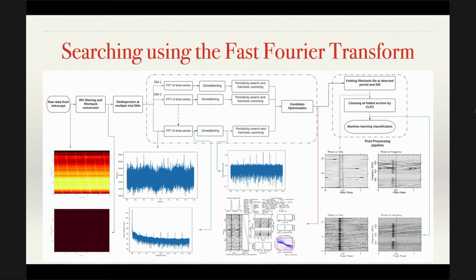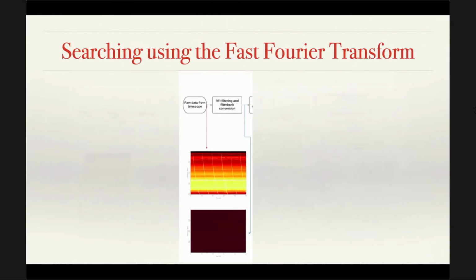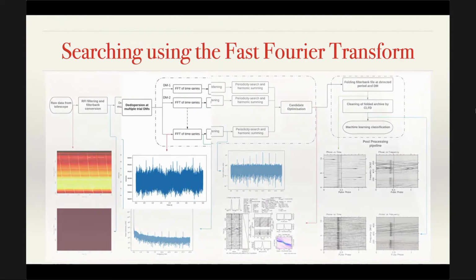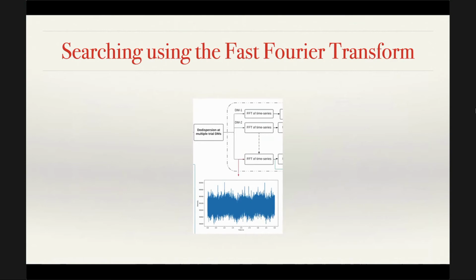So how do we do the searching using the fast Fourier transform? Well, the start of the whole process is very similar to the single pulse search that you've already encountered. So all of the steps, the raw data from the telescope, cleaning out the RFI, those will all be the same. And then we're going to do the de-dispersion. Here again, we don't know what the dispersion measure is at the start, so we need to try all sorts of different values for the dispersion measure. And for each of those, we're going to get a time series like the one shown in blue below here.